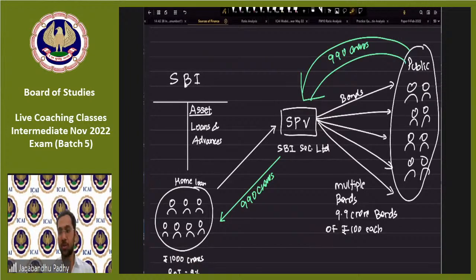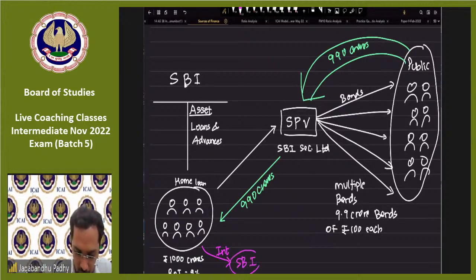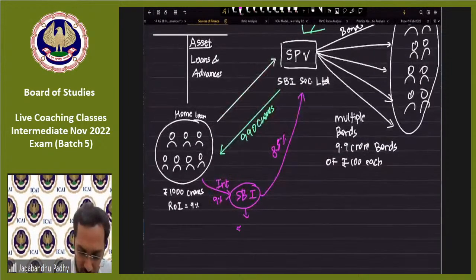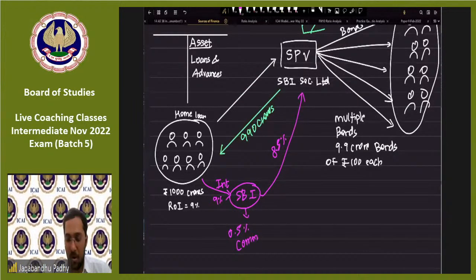No, sir. No. Rate of interest will be somewhat like this. Home loan interest will be received by SBI 9%. SBI will pass on the interest to SPV maybe 8.5%. So SBI is actually earning 0.5% as commission. So SBI is earning 9%. It will pay back 8.5% to SPV.